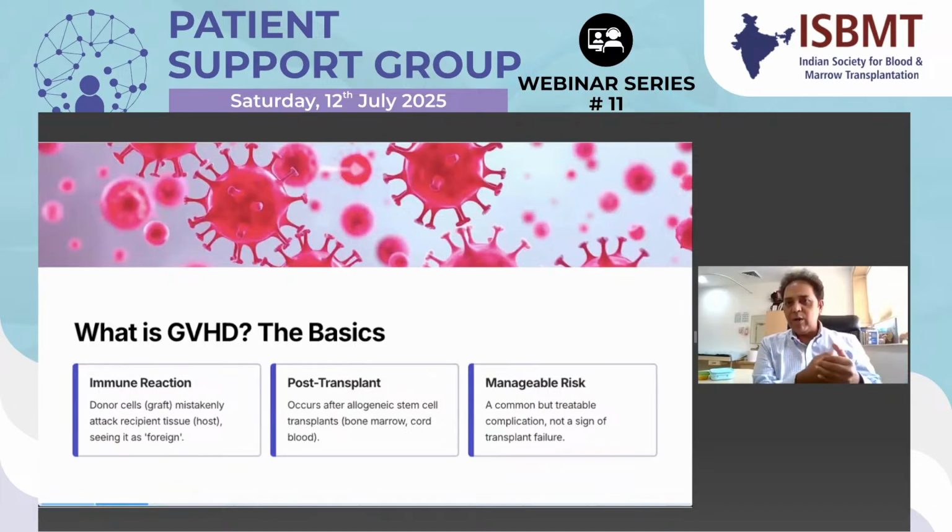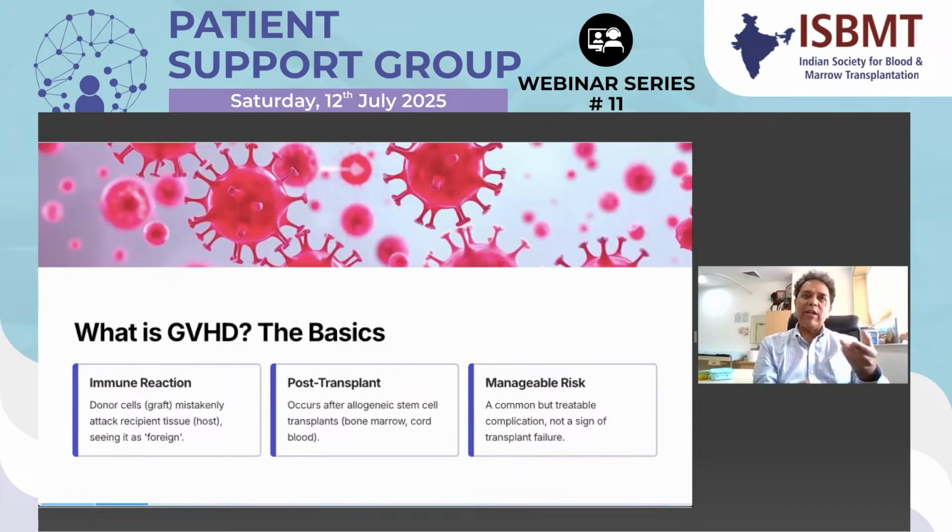Or it's like a football team which, rather than scoring a goal against the opponent, scores an own goal. These cells, which are supposed to be protecting, turn around and start doing toxicity against the patient. Why does it happen? It happens because these donor cells, these graft cells, by mistake attack the host cells, seeing them as foreign. It happens after a transplant, and it can happen after any kind of transplant, be it a bone marrow transplant or cord transplant.